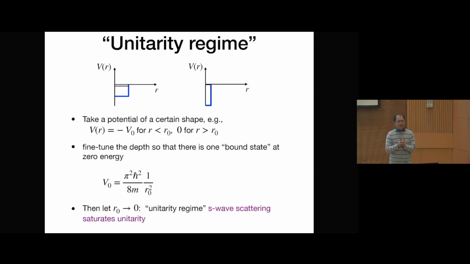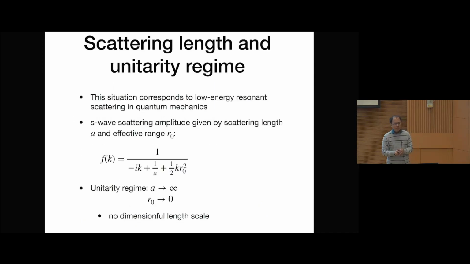It's called so because the S-wave scattering cross-section saturates the unitarity limit. In quantum mechanics, this situation corresponds to a low energy resonance. So let's just recall, if we have a resonance, S-wave scattering, then the scattering amplitude is given at low energy or low momentum of the incoming particle by this formula, where the denominator has been expanded in powers of k. I think I have a typo here. It should be r naught k squared.